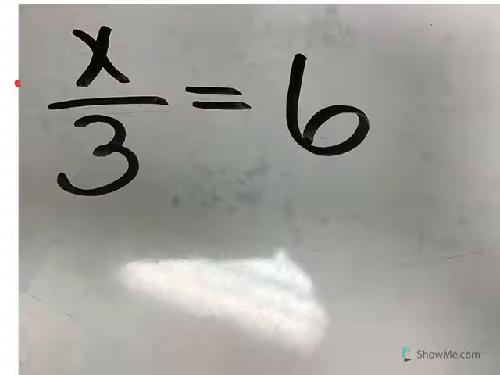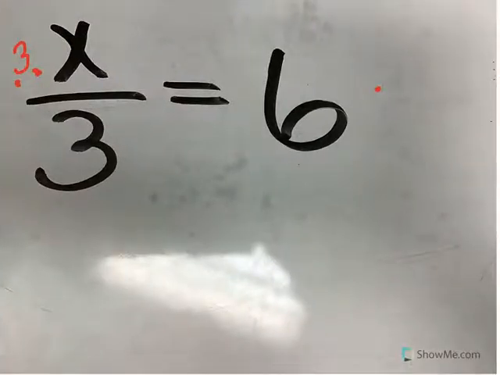Oh, nuts. How did that happen? Multiplying by 3. Okay, and whatever you do to the left side, you do to the right side. I did it again.